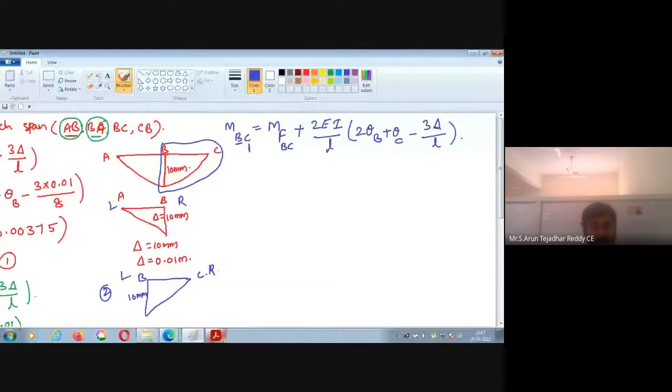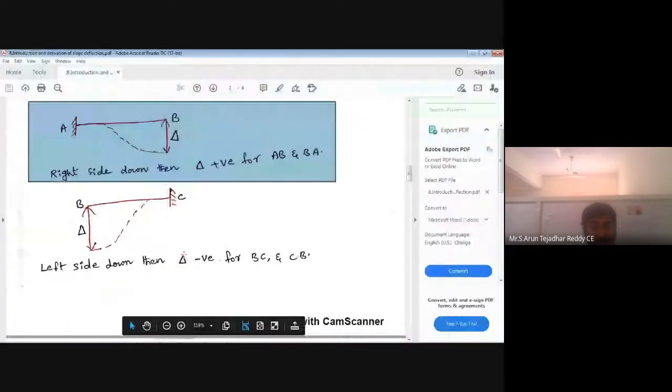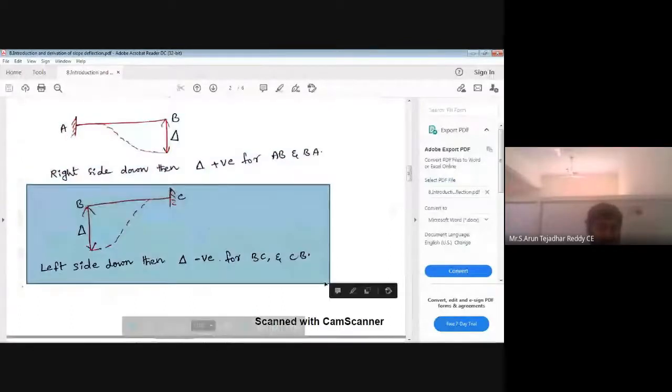Open your diagram, that is the sign convention. See here in this diagram, B and C, here B is sinking down. So once you read this condition, left side down, then delta is negative for BC and CB. Delta is negative.